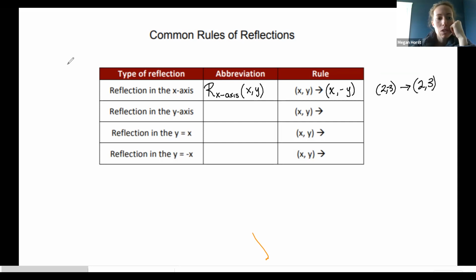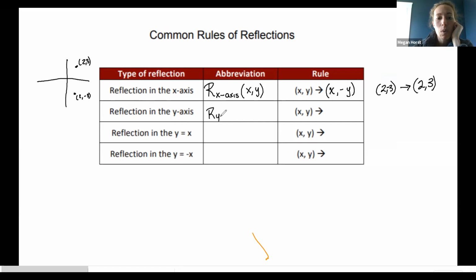So again, let me show you that over here in just kind of a makeshift way. We had 2, -3. When we reflect over here, we're going 3 spaces, so we go 3 spaces. This would now be the point 2, 3. So notice my x value stays exactly the same, and my y value just becomes its opposite.